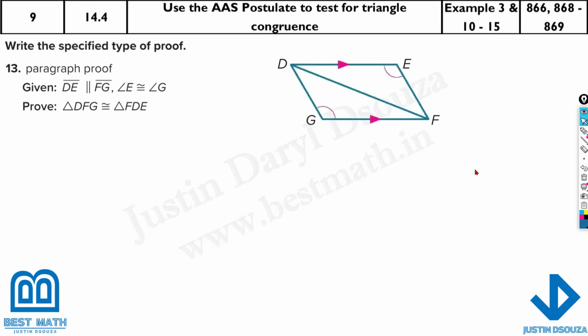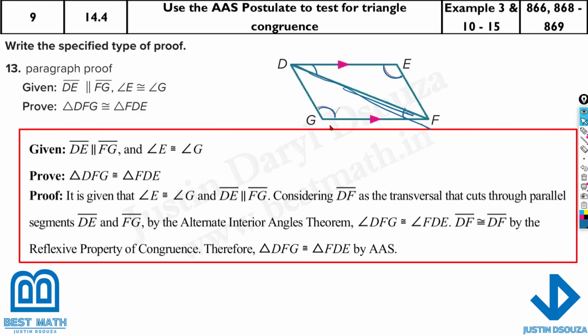And here as well, paragraph 2, you can see DE is parallel to FG. These two lines are parallel. Now, if those two lines are parallel, we have a lot of things. These are alternate angles, and this is an angle which is given to us, and this is the same side, so it's a reflexive side. So we can say it's the AAS postulate because there are two angles and the side.